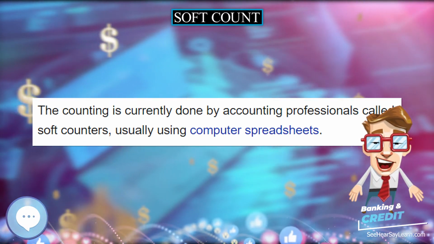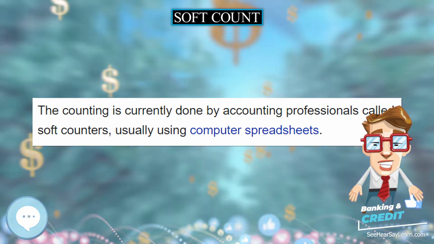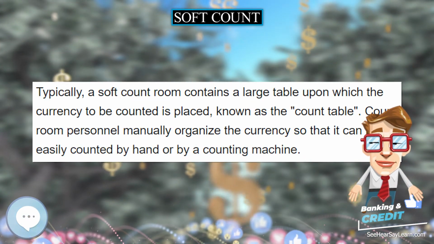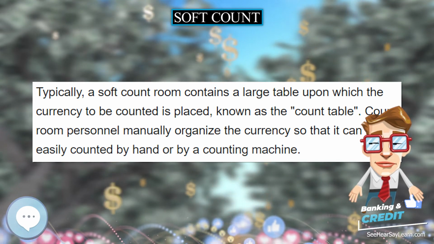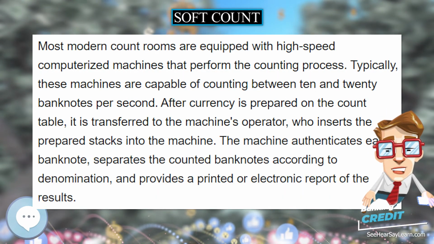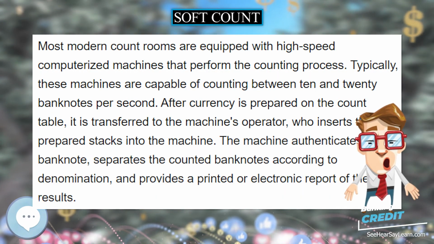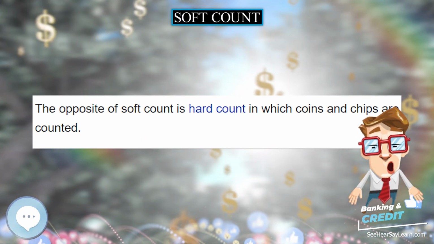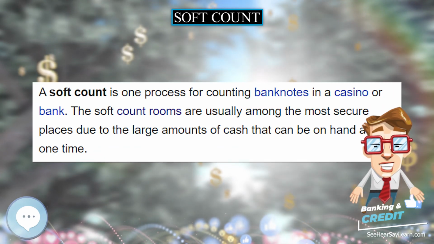After currency is prepared on the count table, it is transferred to the machine's operator, who inserts the prepared stacks into the machine. The machine authenticates each banknote, separates the counted banknotes according to denomination, and provides a printed or electronic report of the results. The opposite of soft count is hard count, in which coins and chips are counted.